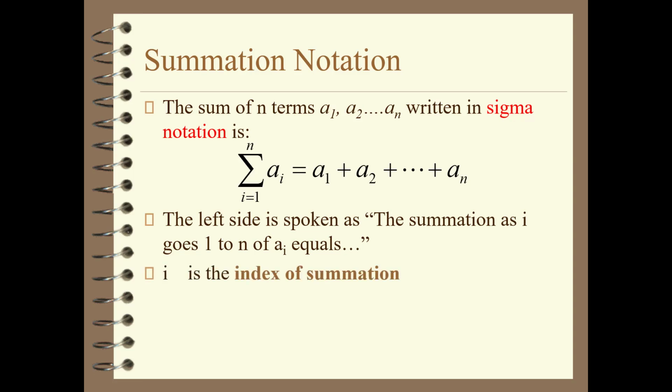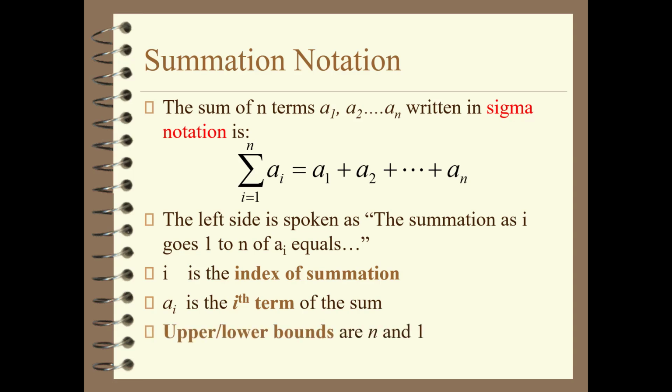i, in this case, is called the index of summation. a sub i is the ith term of this sum, and a sub i is understood to be some kind of function of i, and the upper and lower bounds are n and 1. Now the index of summation is considered a dummy variable. It's not actually present in the sum, so for that reason you can call it anything. So if you were to replace the i with a k or with a j, you would still get the exact same summation you see on the right hand side.